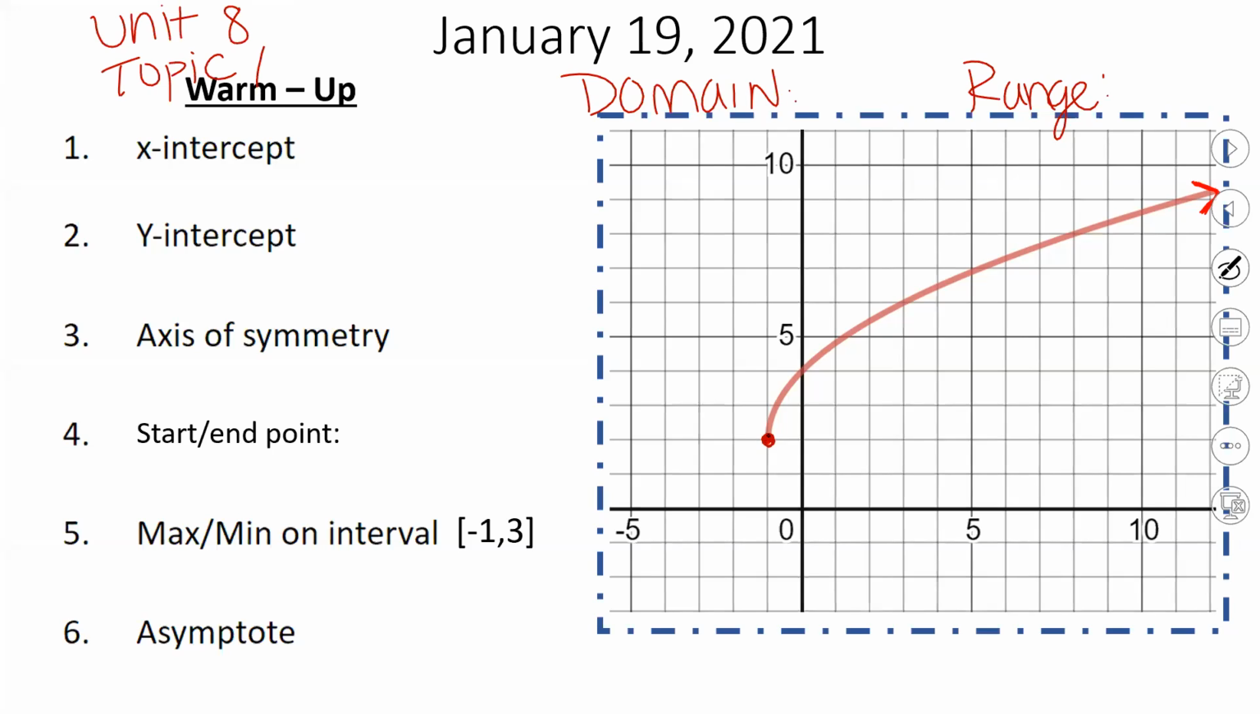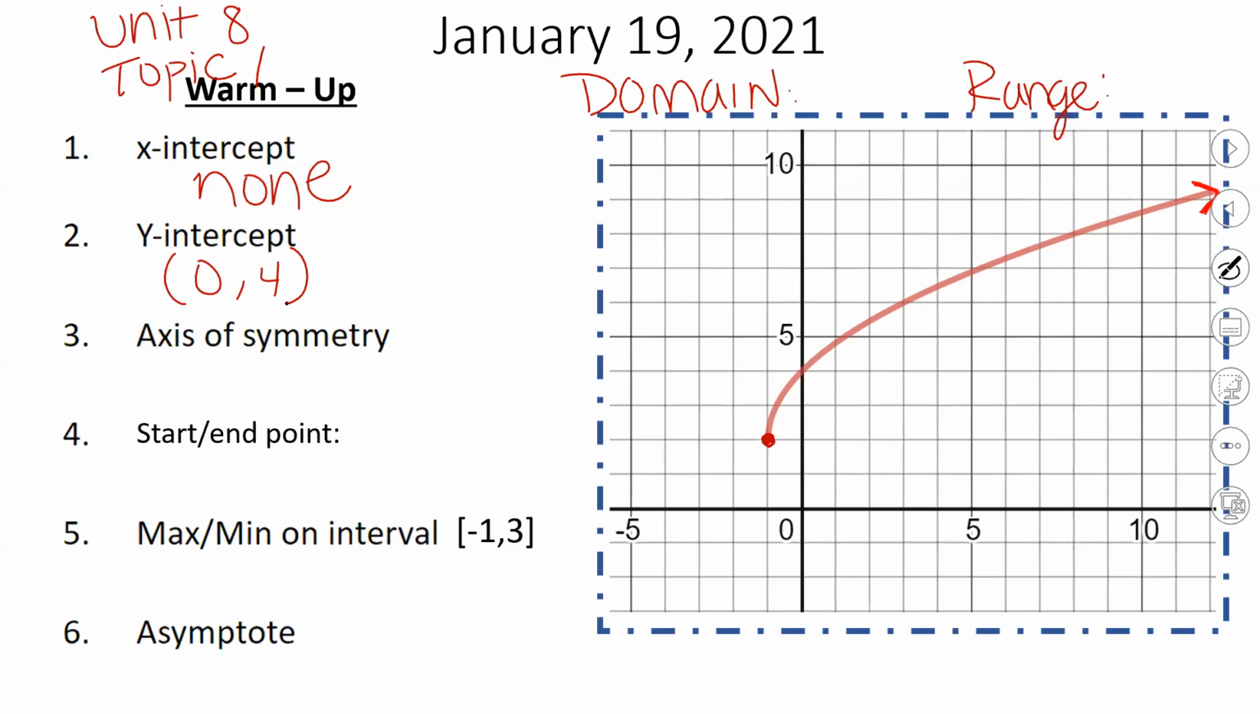So x-intercept, what is my x-intercept? None, it has none, very good. It does not cross my x-axis. What is my y-intercept? (0, 4), and it must be written as a point. If you don't write it as a point, it is wrong, okay?